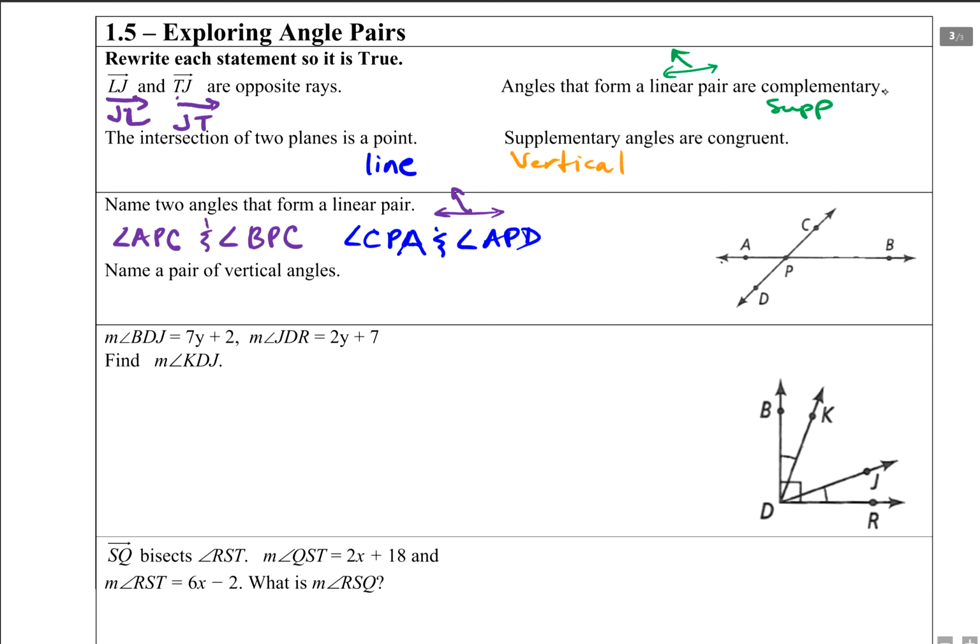All right, name a pair of vertical angles. Well, we have them here and we have them here. So anytime we have lines that intersect, we have vertical angles, and in case you haven't noticed, we have linear pairs as well. So angle APD and angle CPB, and angle APC and angle DPB. Vertical angles are easy to see. You're going to end up liking them.